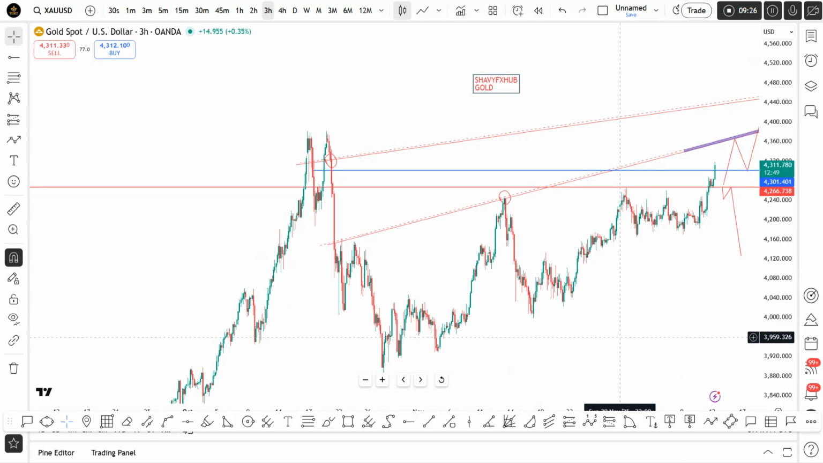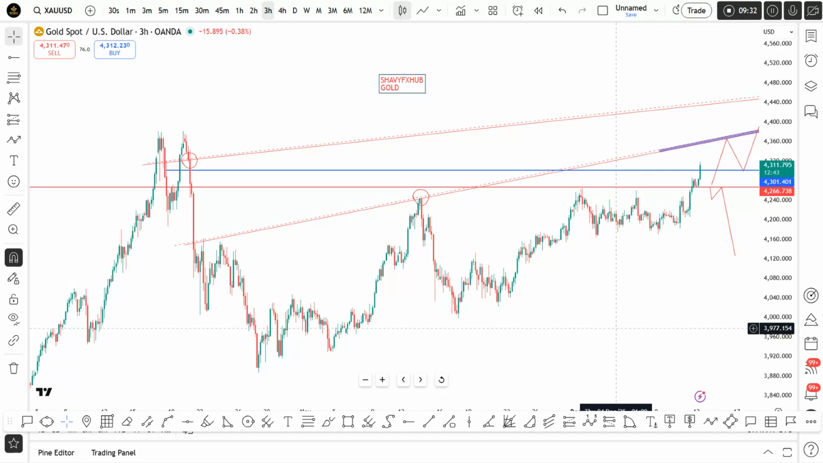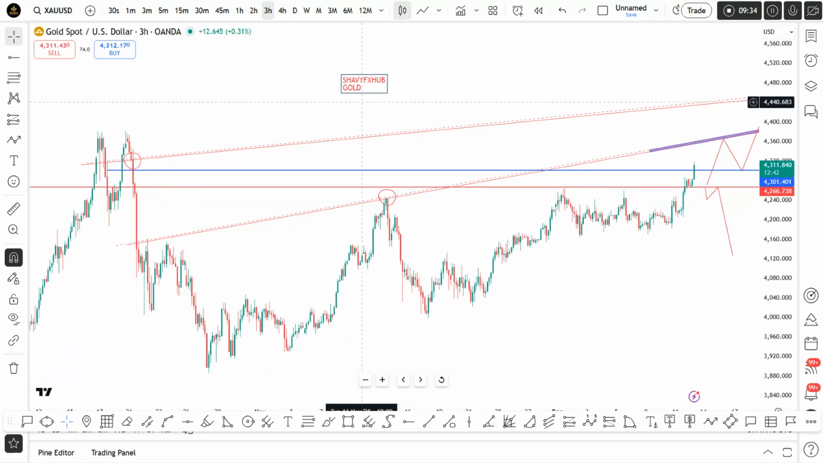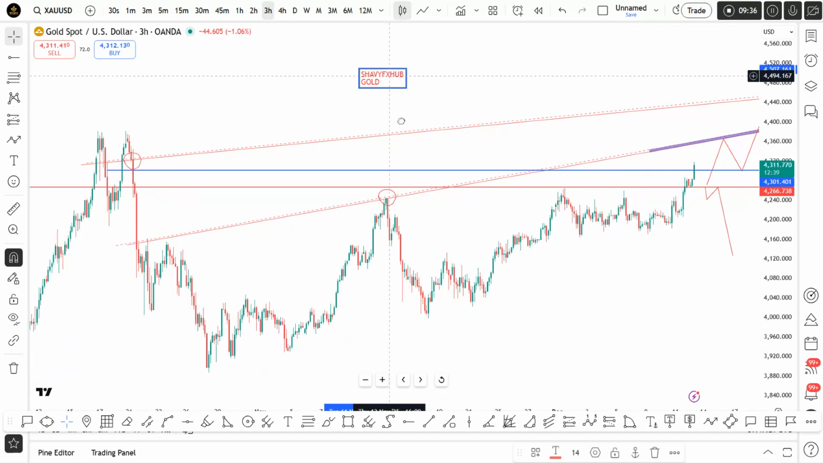So let's see if we get a pullback into 301. Then a pullback into 301 will give the market a breathing space to recover from the early morning 4266.738 buy position. Then we'll see a pushback into, and my aim and goal is to see that price pulls back into the structure 4,351 during a New York session.